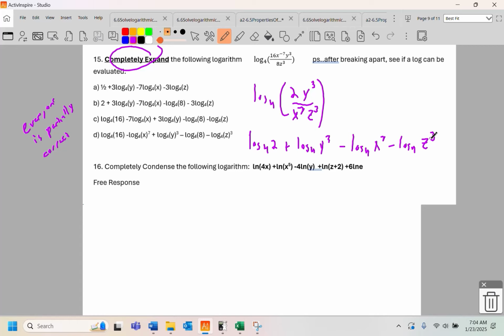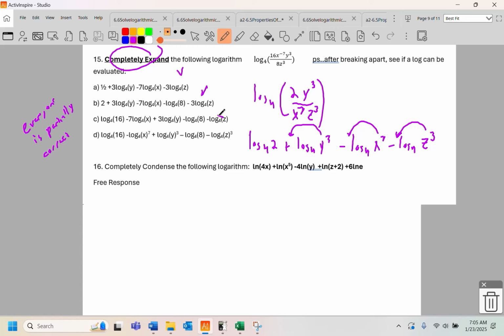I really should have made that one of the answer choices. I'll probably put that in there next. So let's say that was a choice. This thing is really, really close. Your 3 needs to go out here, your 7 needs to go out here, your 3 needs to go out there. So let's look at some stuff. I got to have a negative 3 log base 4 of z. These two have it.